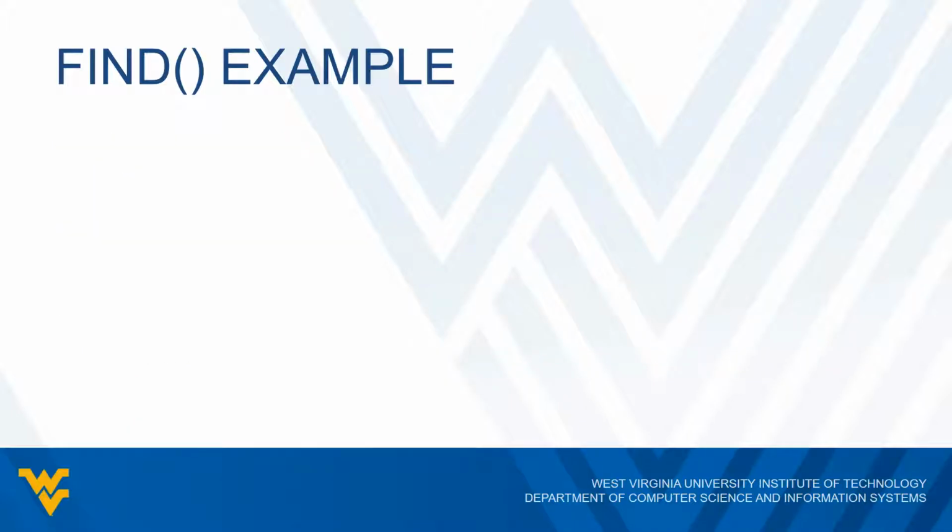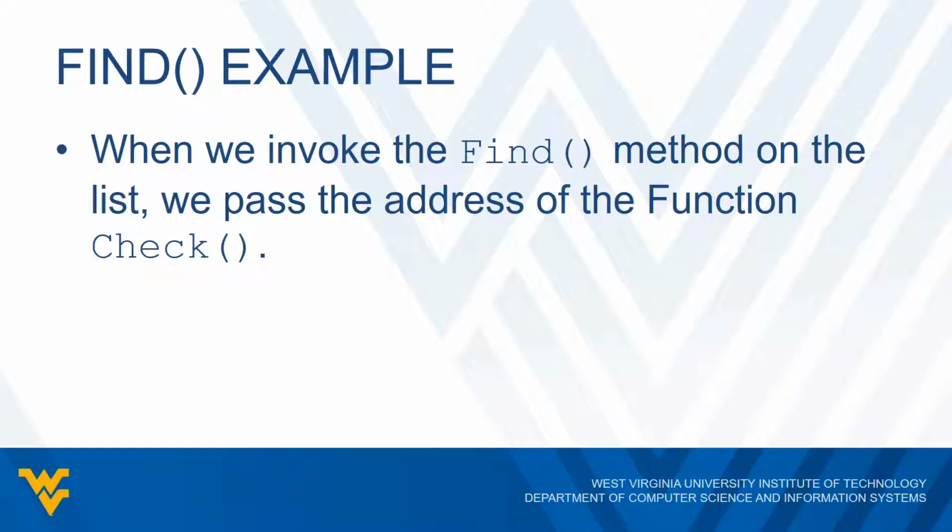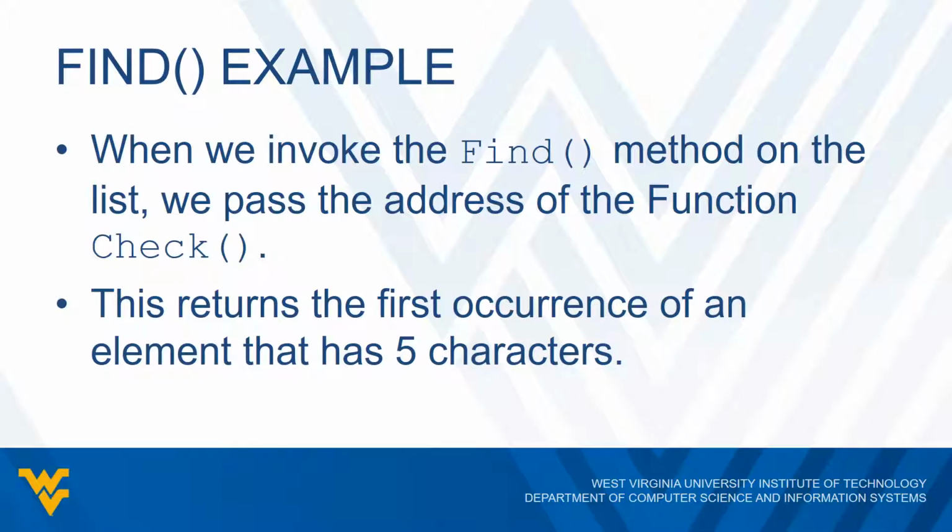After creating our function for checking whether or not the string is length 5, we can invoke our find method on that list. We create the function delegate of the check function by using the address of operator. If you couldn't tell by the name, this gives us the address of that function. That's why it's called address of. When we pass a function delegate, we're really passing the address of where that function is located. When we invoke the find method, it's going to give us the first occurrence of an element that has 5 characters in it.